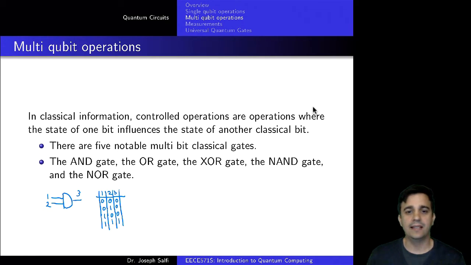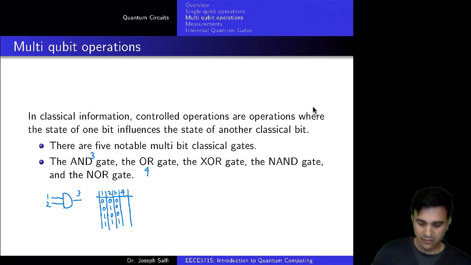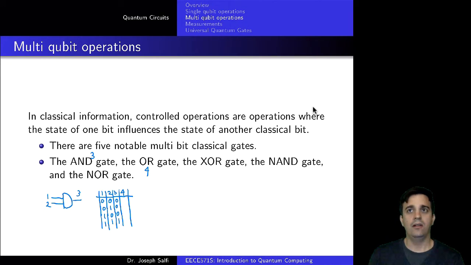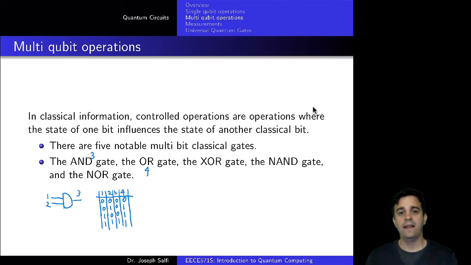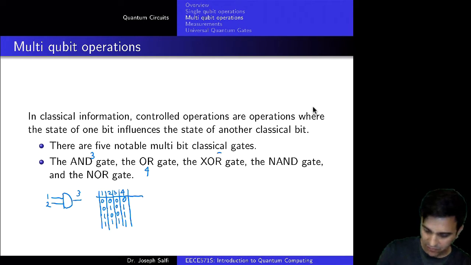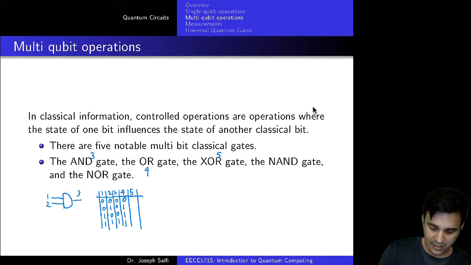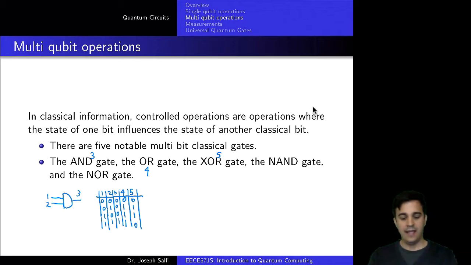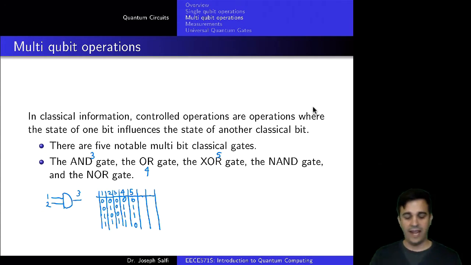The OR gate is the gate whose output is 1 when one of the inputs is 1 or 2 of the inputs are 1. So we get 0, 1, 1, 1. The XOR gate is the gate that's equal to 1 when only one of the 2 inputs is 1. So here we go: 0, 1, 1, 0. The NAND gate is the inverse of the AND gate.